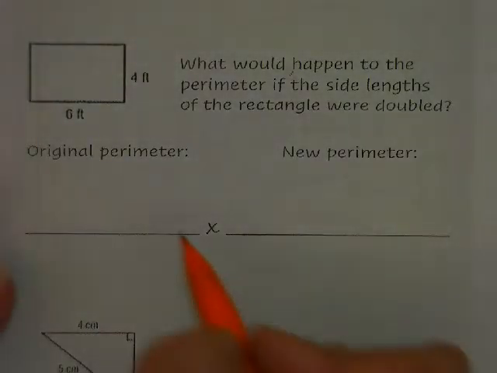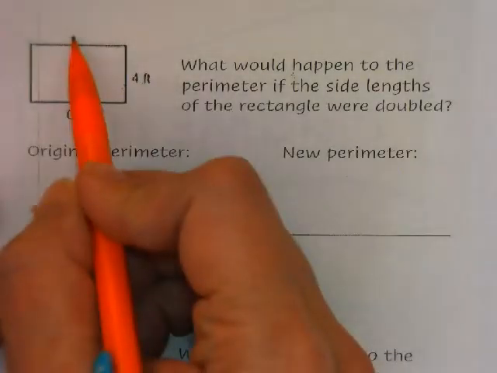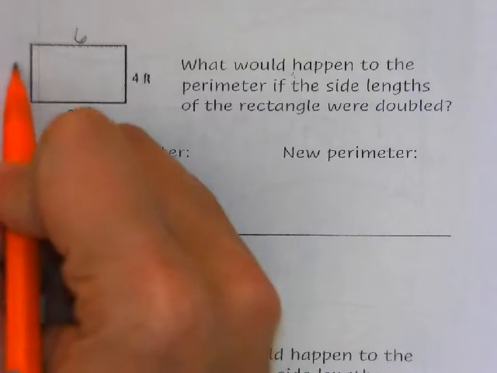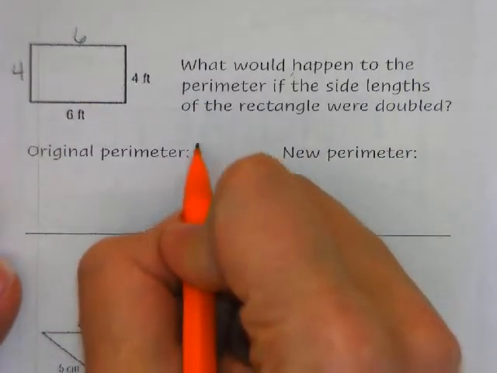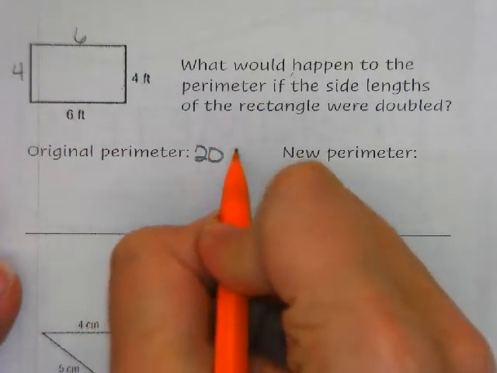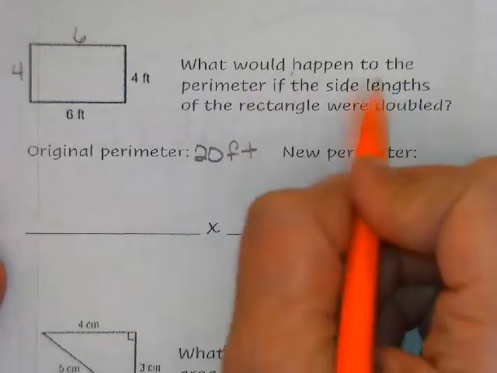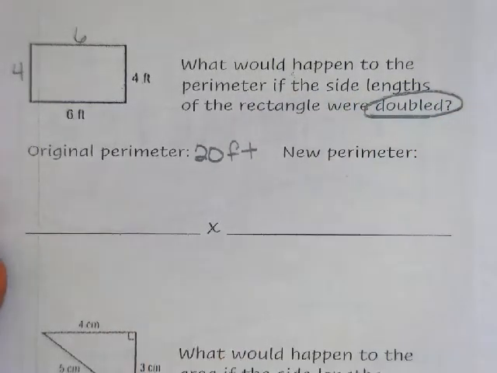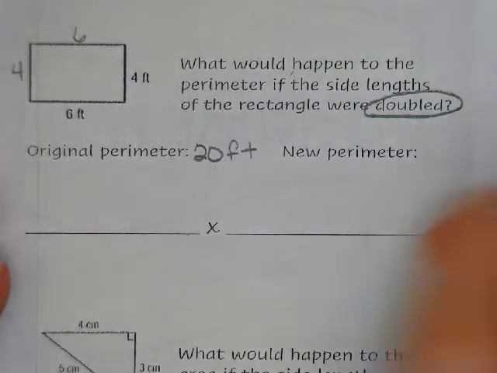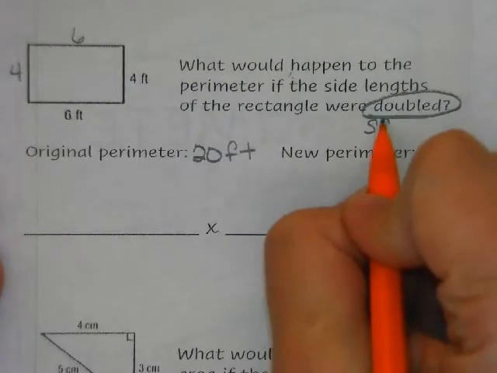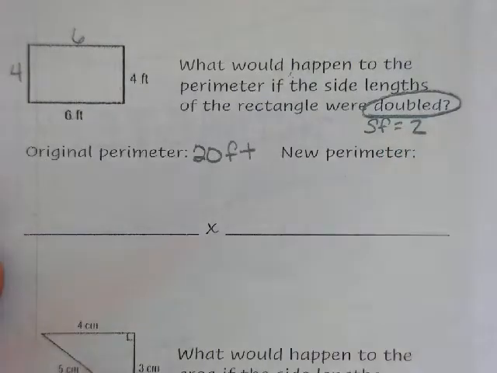When we find perimeter here, what do we got to do? We're going to add them all up, and we get 20. What are your units? Feet. Look what we're going to do to it. What does this mean? Doubled means what? Multiply by 2. That's your scale factor.